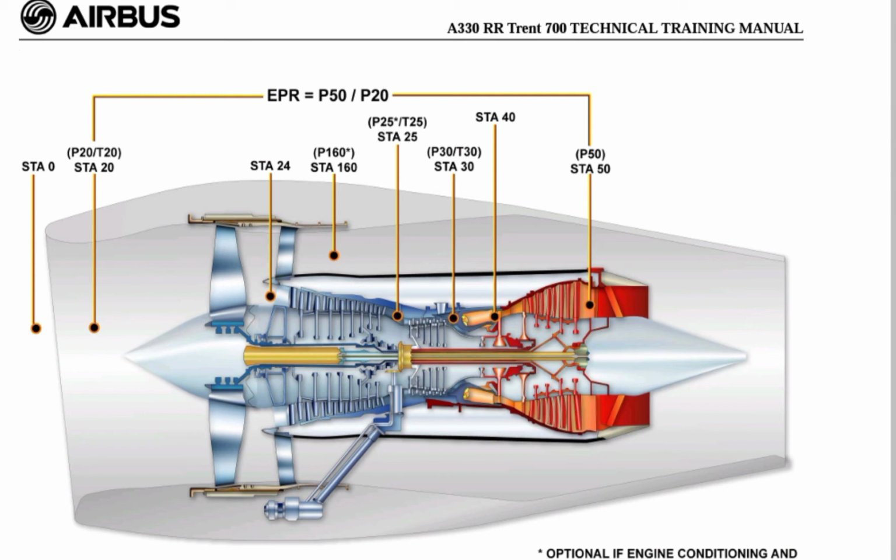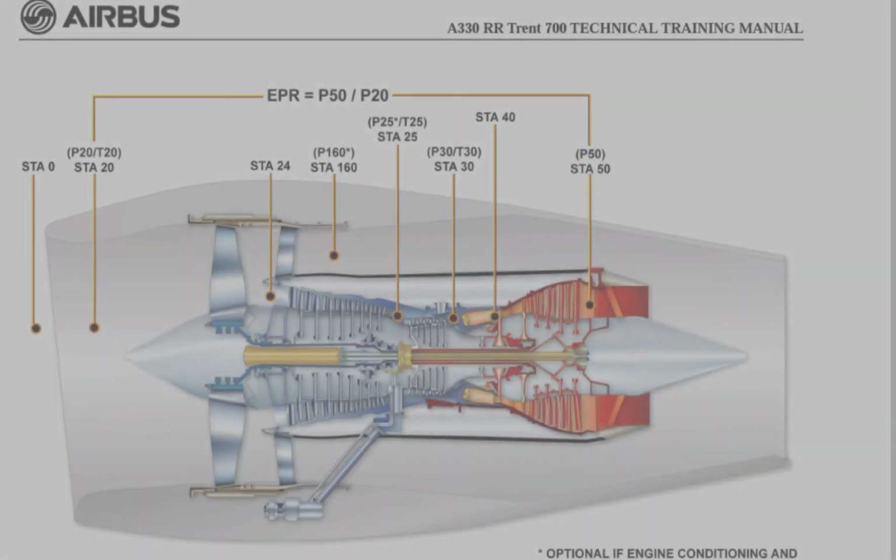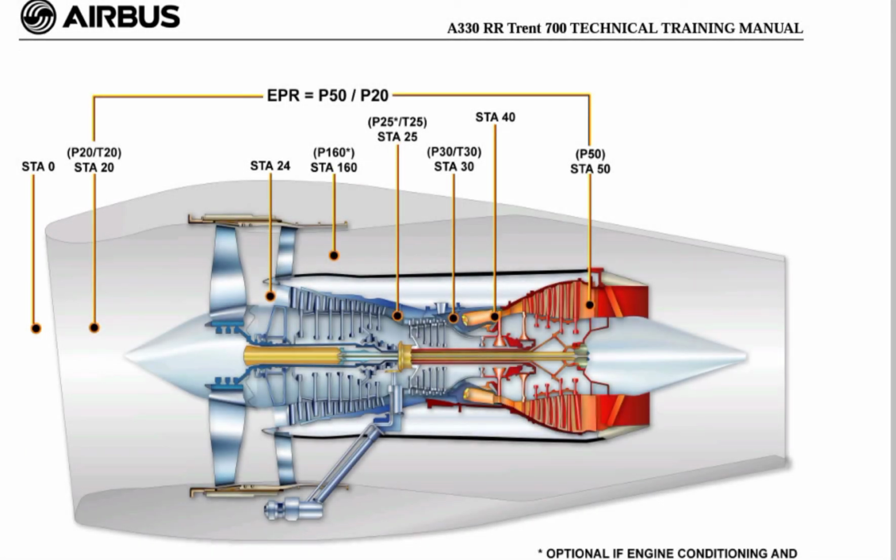4. Station 25. Inlet to HP compressor, P25 T25. 5. Station 30. Exit from HP compressor, P30 T30. 6. Station 40. Exit from combustion chamber. 7. Station 50. Exit from LP turbine, P50. 8. Station 160. Fan stream bypass, P160.